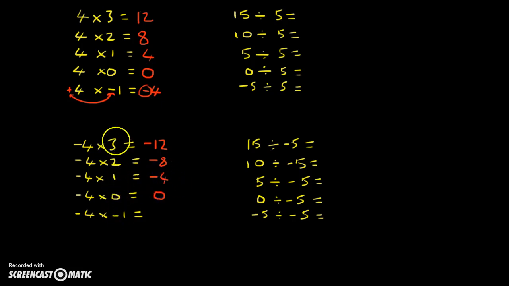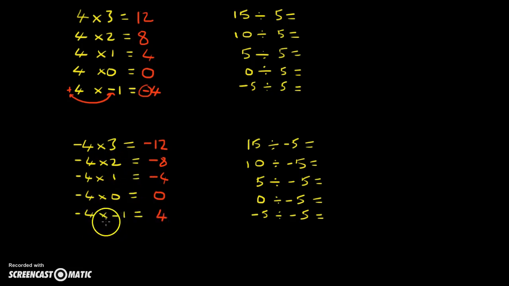And again, if we look here at the pattern, numbers going down by 1, 3, 2, 1, 0. Next one must be a negative 1. And again, if we look at this pattern, the numbers are rising by 4. So negative 12 up to negative 8, up to negative 4, up to 0. Adding on 4, it must be positive 4.